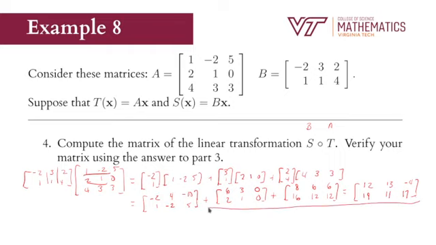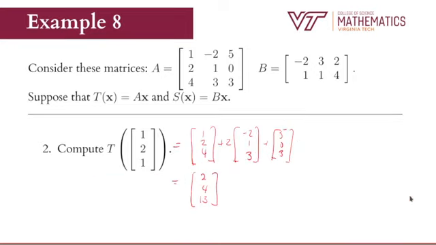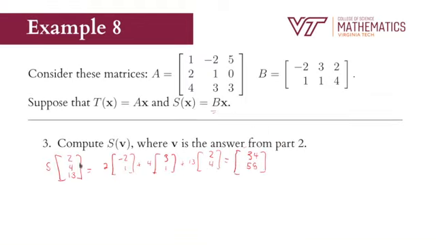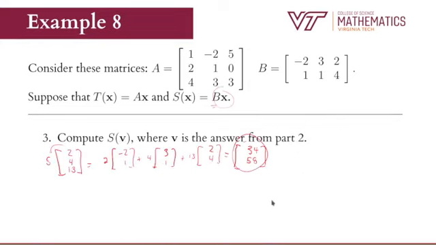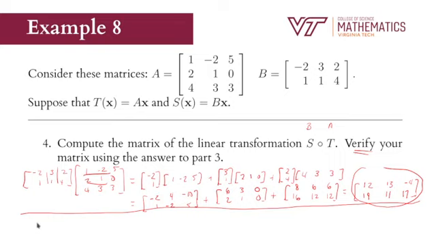All right. So we have a matrix. And the question says to verify this matrix. So I'm going to back up just for a moment to see what happened. Originally, we plugged in 1, 2, 1 into T, which is A. And then we took that answer, 2, 4, 13, and plugged it into S, which is B. The composed matrix should let me plug in the original vector 1, 2, 1 and get the answer 34, 58. So let's see what happens.